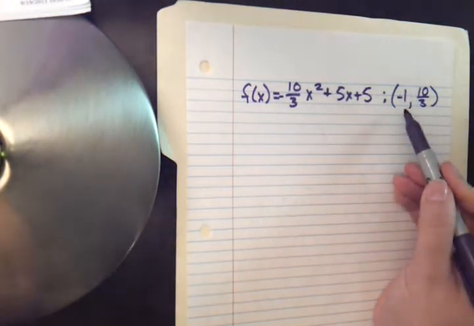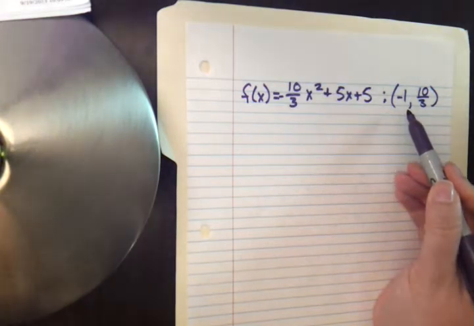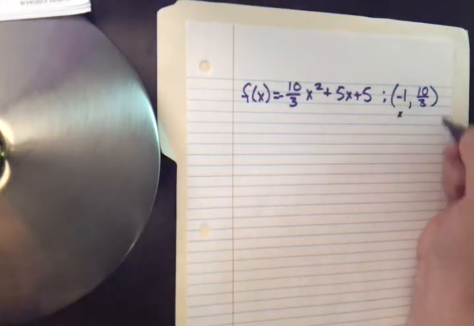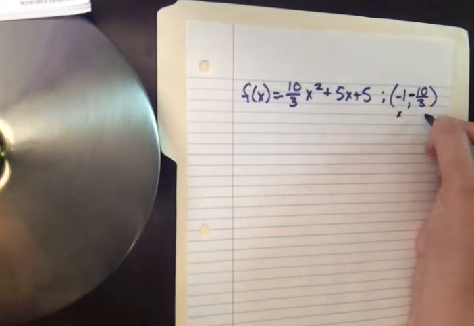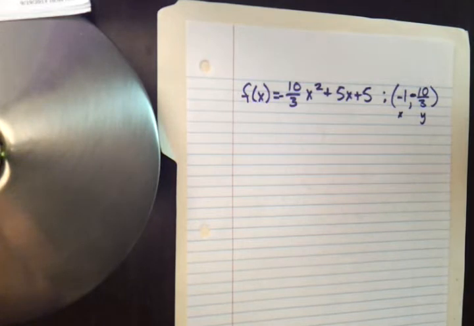And the point that they're giving us is negative 1 in the x-coordinate, and actually it's negative 10/3. Good thing I looked at that. Negative 10/3 in the y-coordinate.